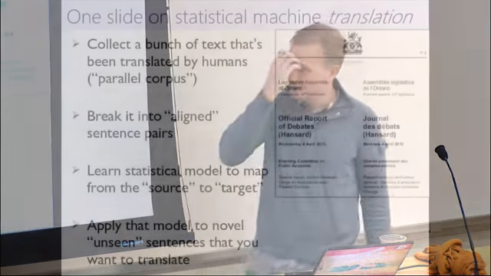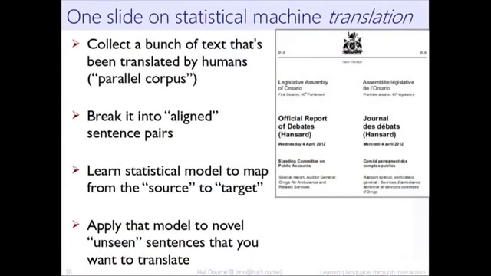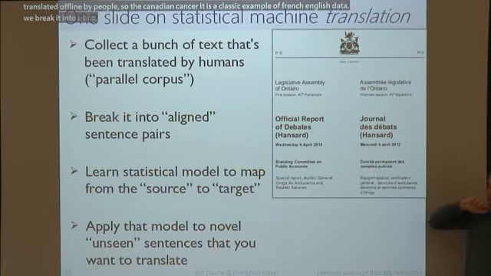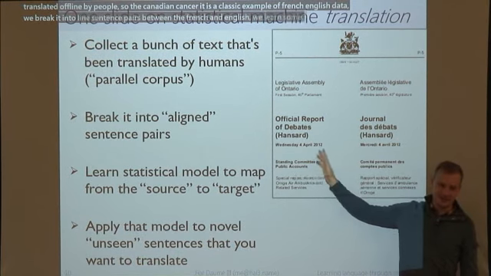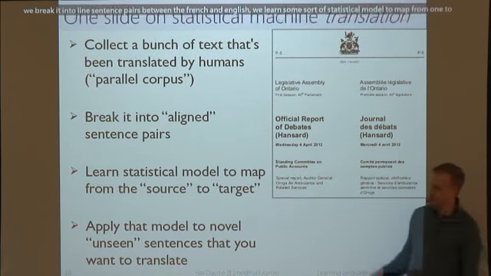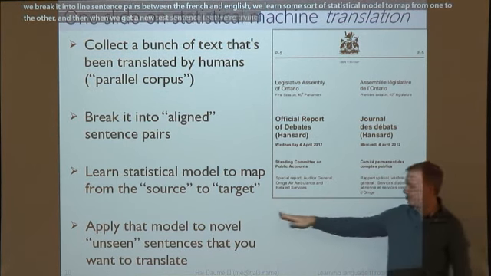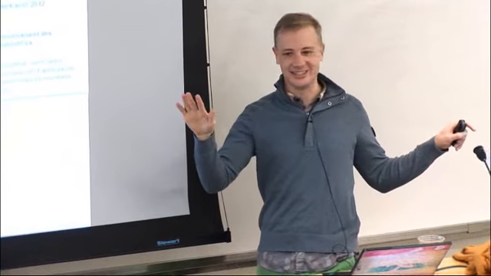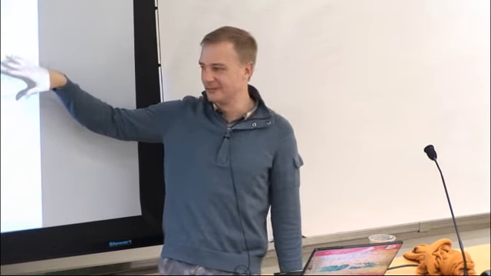Okay, so I'm going to say one slide about how normal statistical machine translation works, just so we're all on the same page. We collect a bunch of text that's been translated offline by people. The Canadian Hansard is the classic example of French-English data. We break it into aligned sentence pairs between the French and the English. We learn some sort of statistical model to map from one to the other. And then when we get a new test sentence that we're trying to translate, we apply this statistical model to get a translation of that sentence. Okay, so that's machine translation in 22 seconds. I'm going to say nothing else about how normal machine translation works.